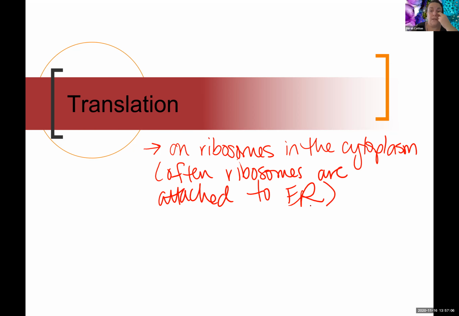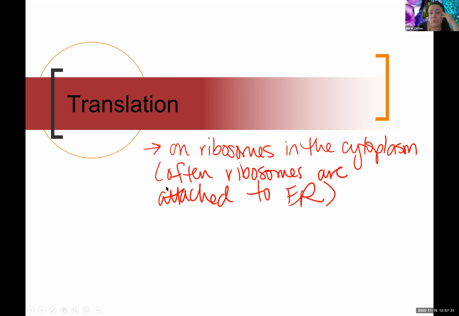Okay, so translation occurs on ribosomes, right? And that happens in the cytoplasm. They can be free floating ribosomes, or often they're attached to ER, specifically rough ER. So you should probably remember what ER stands for too. Oh gosh, I'm so mean for making you remember all this stuff. Okay, all right. So we know that so far.